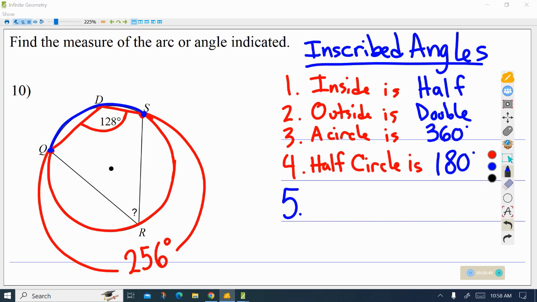All right, the fifth step here is a very special step, and the step is think. Okay? You have to be creative, you have to make realizations, and you have to try to use some deductive reasoning. Okay? So, just be clever. This angle right here, this piece of the arc.